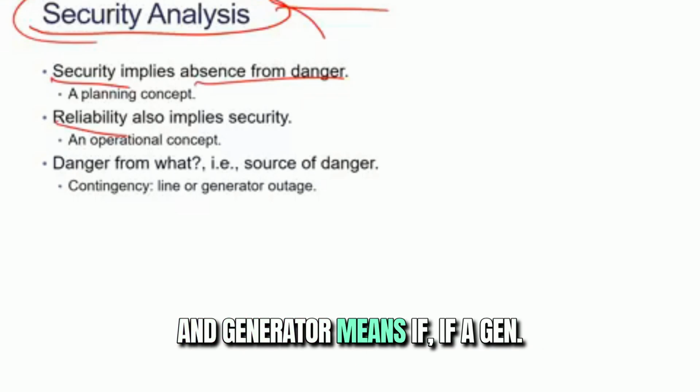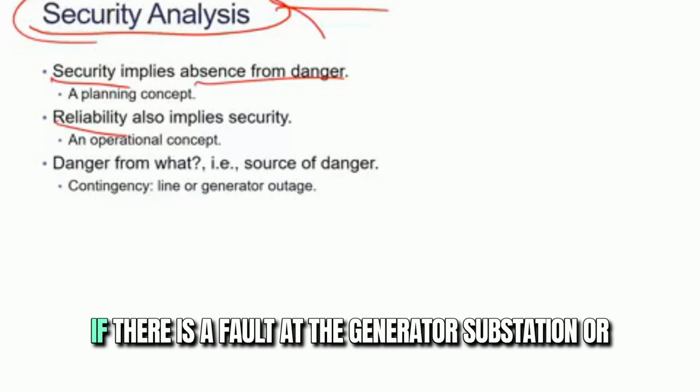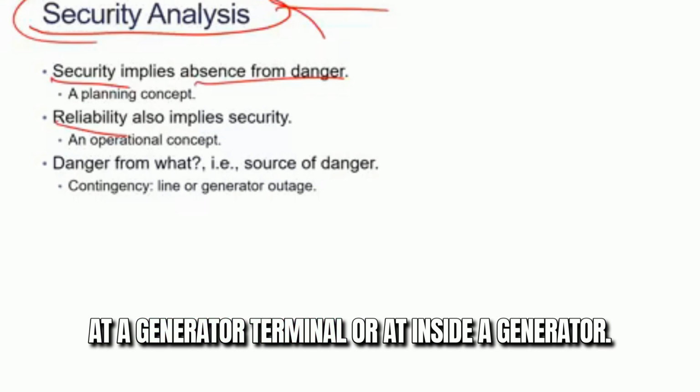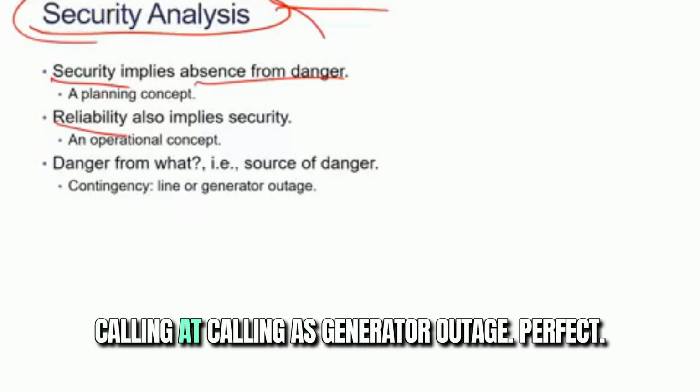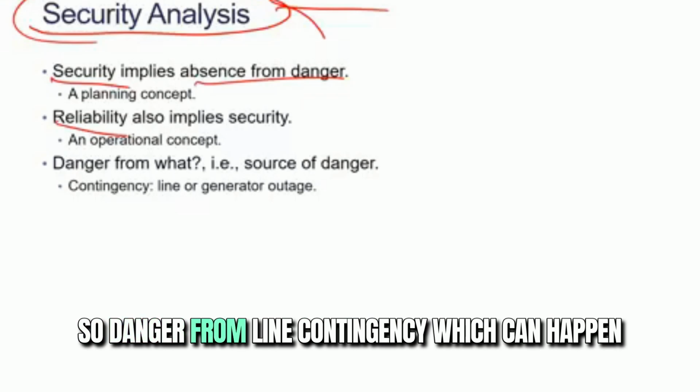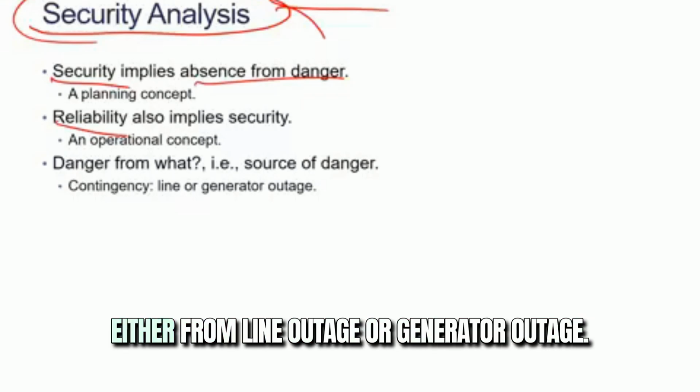And generator means if there is a fault at the generator substation, at a generator terminal, or inside a generator, all those outages I'm calling a generator outage. Perfect. So the danger from line contingency can happen either from a line outage or a generator outage.